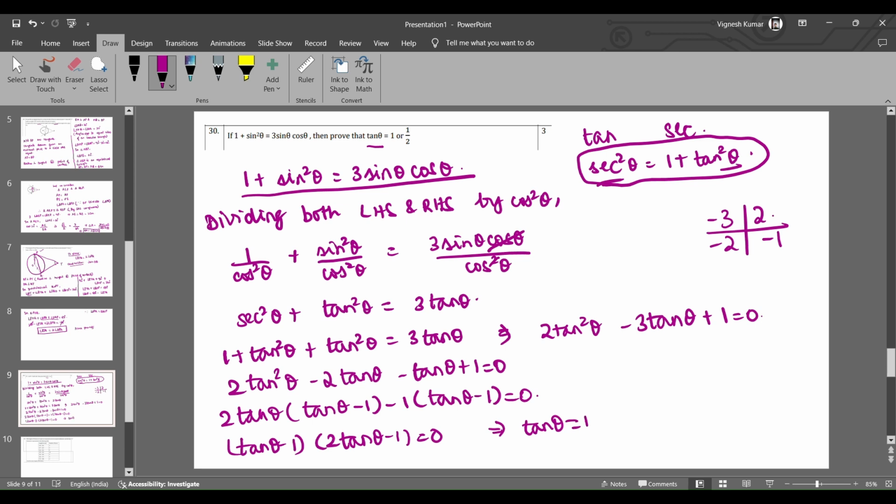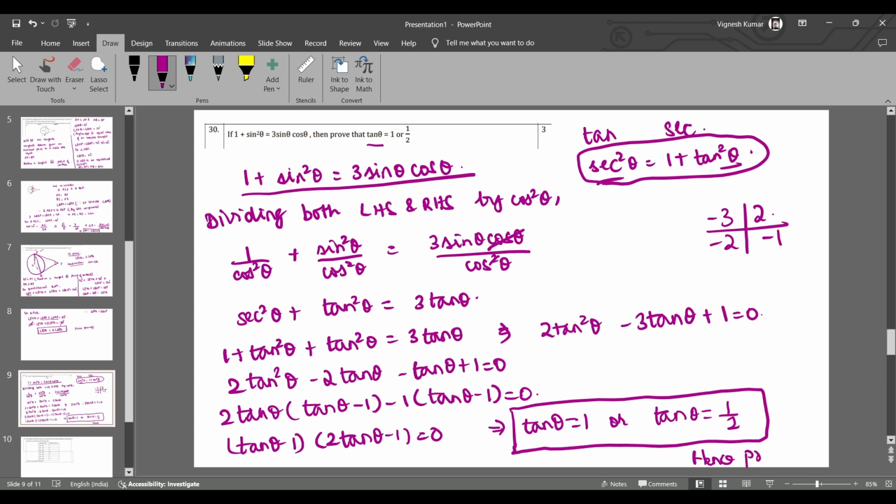Which gives us tan theta is equal to 1 or tan theta is equal to 1 by 2, which is the exact same thing which we are asked to prove. Hence proved. I hope this is well understood by you. Let us move on to the last question of today's video.